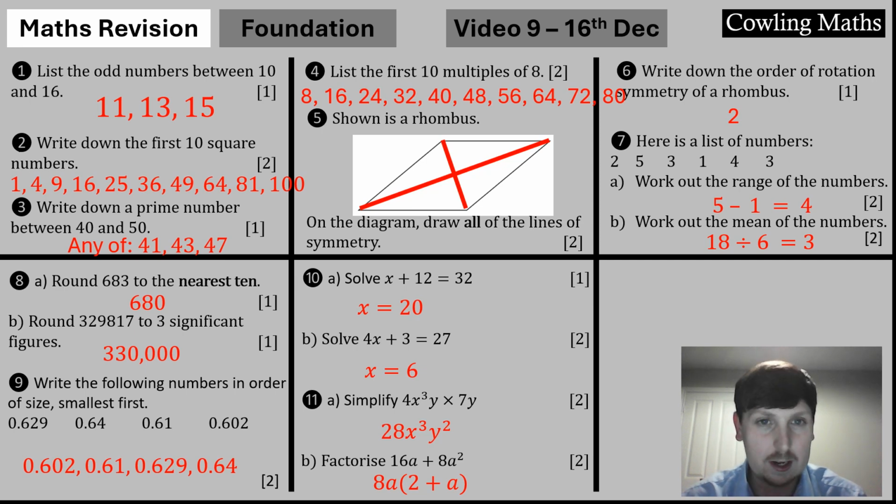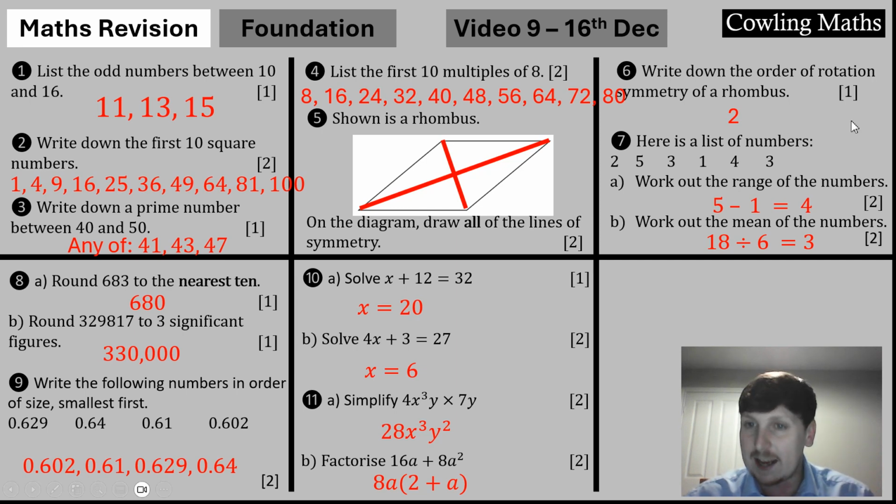I do apologise. Question 4, the first 10 multiples of 8, so your 8 times tables: 8, 16, 24, 32, 40, 48, 56, 64, 72, 80. Question 5, your lines of symmetry, you should only have these two, and I'll explain later if you're interested. Question 6, the rotational symmetry is 2.